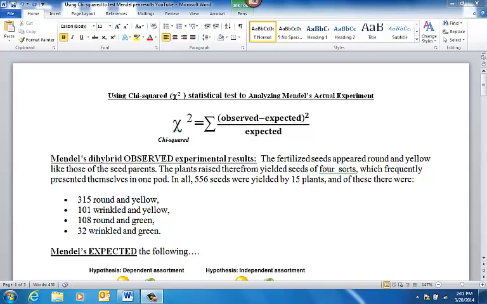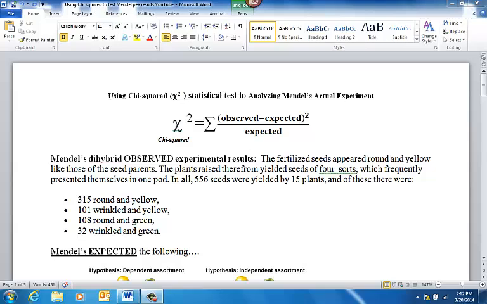Okay, so today we're going to be looking at how using the chi-squared statistical test can be used to analyze Mendel's actual experimental results. Chi-squared is a statistical test that is commonly used to compare observed data with the data we expect to obtain according to a specific hypothesis. Though interestingly, this is not a normal hypothesis that many of you have used in basic science classes. This is called a null hypothesis, which states that there is no significant difference between the expected and the observed results.